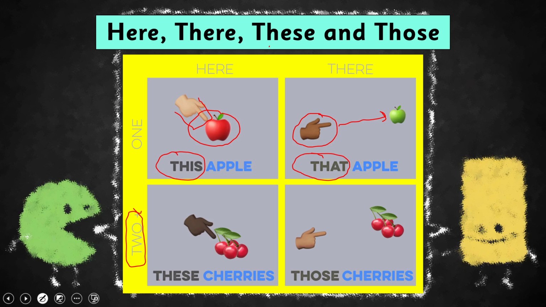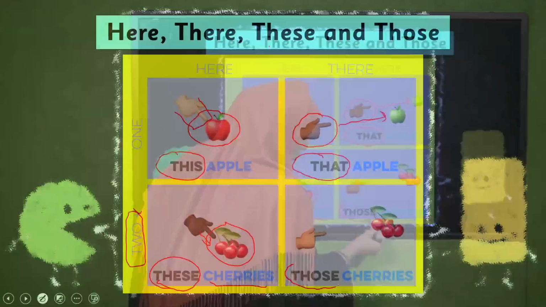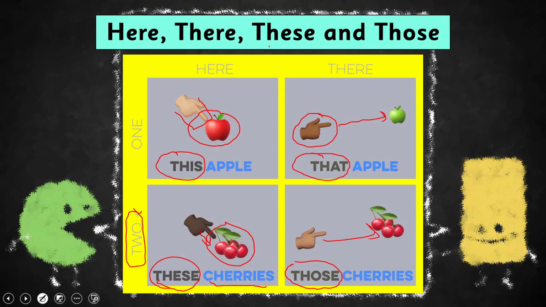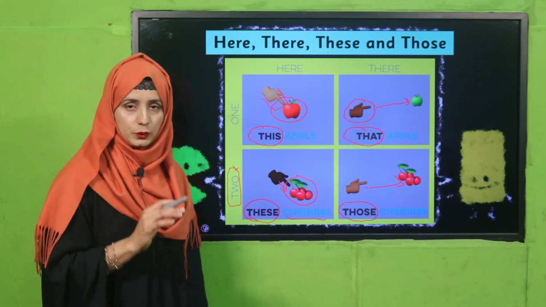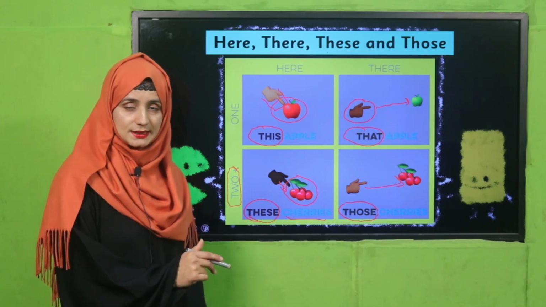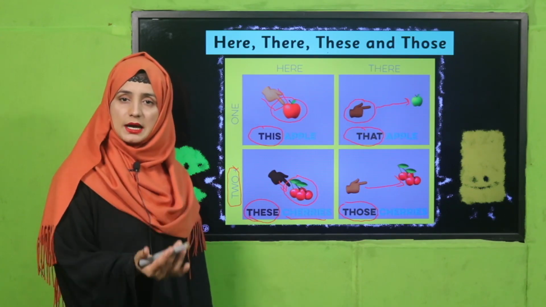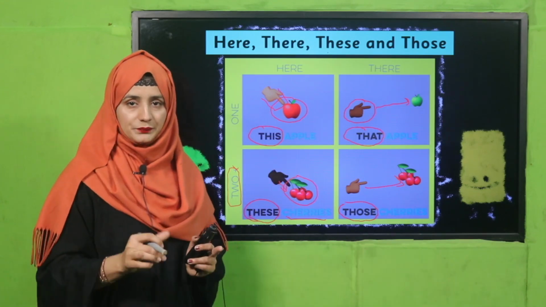You can see these cherries. Got it? Look there. He is pointing and they are so near. Have you seen the difference, my dear students? And those cherries, you can see they are far away and there is more than one thing. So when the things are plural, meaning more than one, then we will use these and those. Now it depends on whether the things are near to us or far away. Is it clear? Good job.